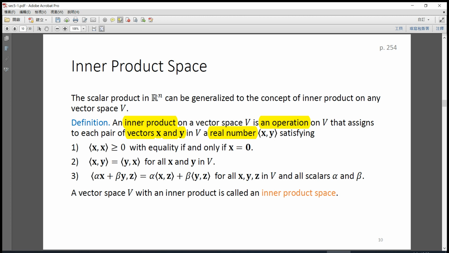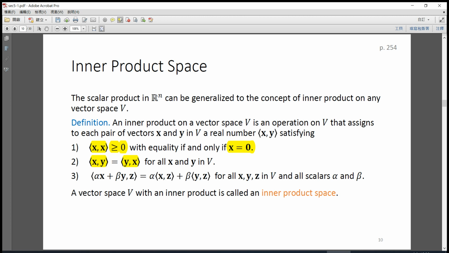If this operation satisfies the following three properties, then we say this operation is an inner product on vector space V. The first property says that the inner product of x and itself is greater than or equal to 0. The equality holds if and only if x is the zero vector. The second property says that the inner product of x and y equals the inner product of y and x for all x and y in the vector space. The second property means that the inner product is commutative. That is, the order of x and y is not important.